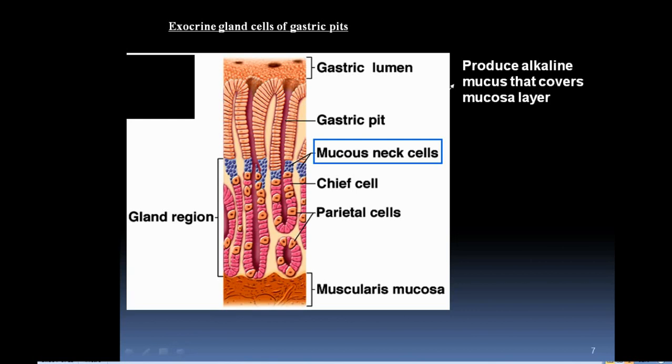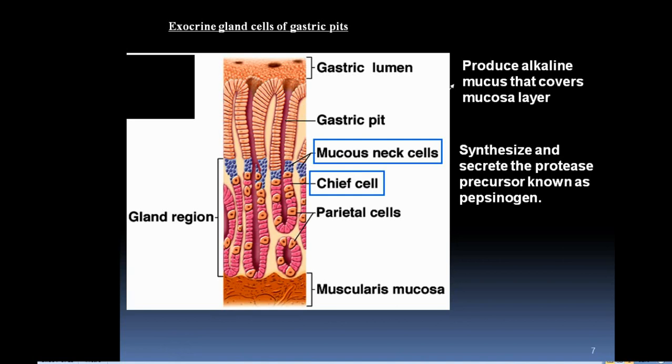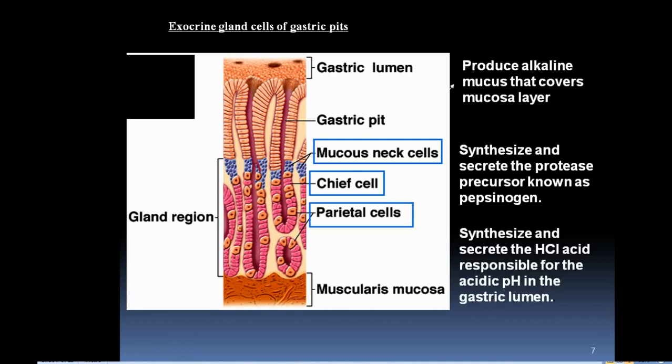The mucous neck cells produce alkaline mucus that covers the mucosal layer. The chief cells synthesize and secrete the protease precursor known as pepsinogen, and the parietal cells synthesize and secrete the HCl acid responsible for the acidic pH in the gastric lumen.